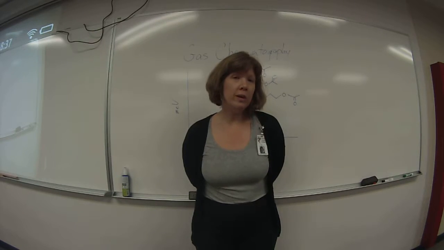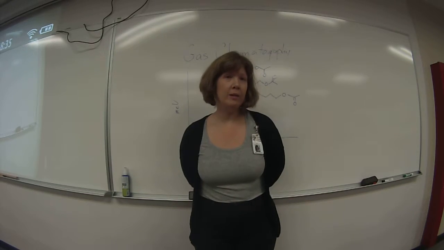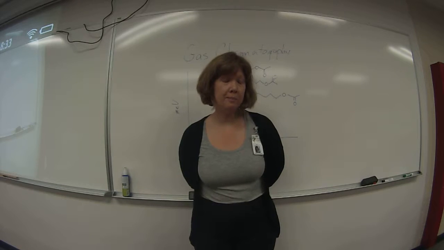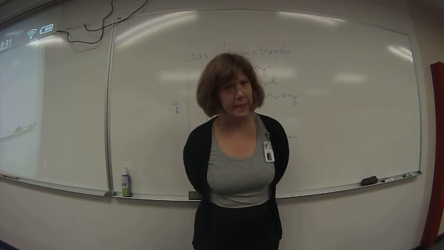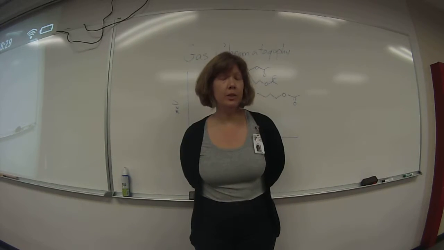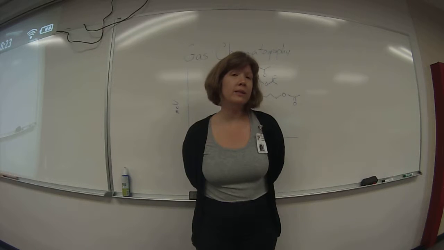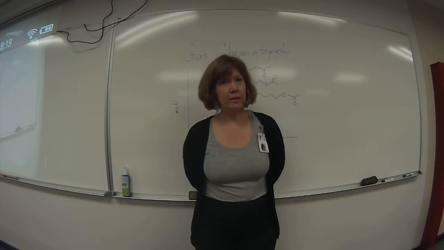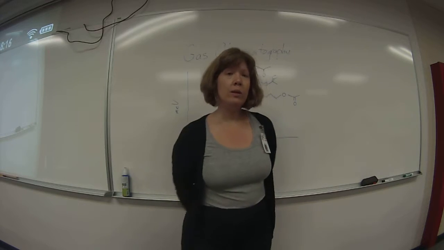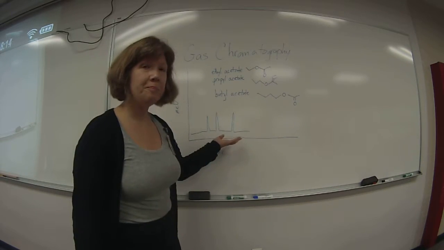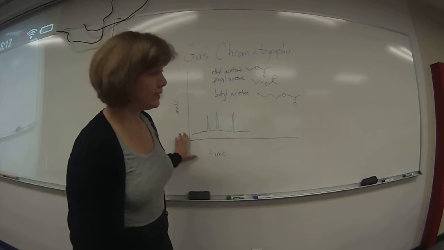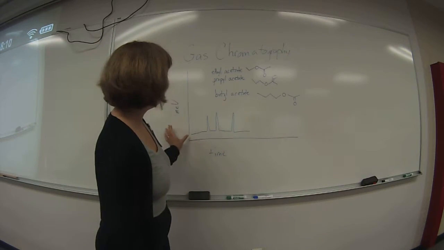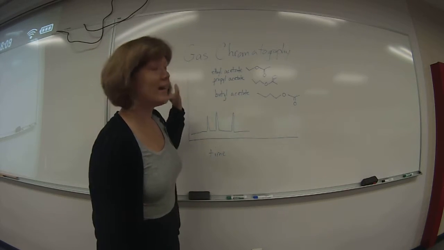The machine works by separating the compounds based on their boiling points. There's a gas, helium, that carries the mixture through the column until it reaches the detector. The detector will send a signal to the computer, and you'll get a graph as output that will look something like this. So the graph has time on the x-axis and millielectron volts on the y-axis.